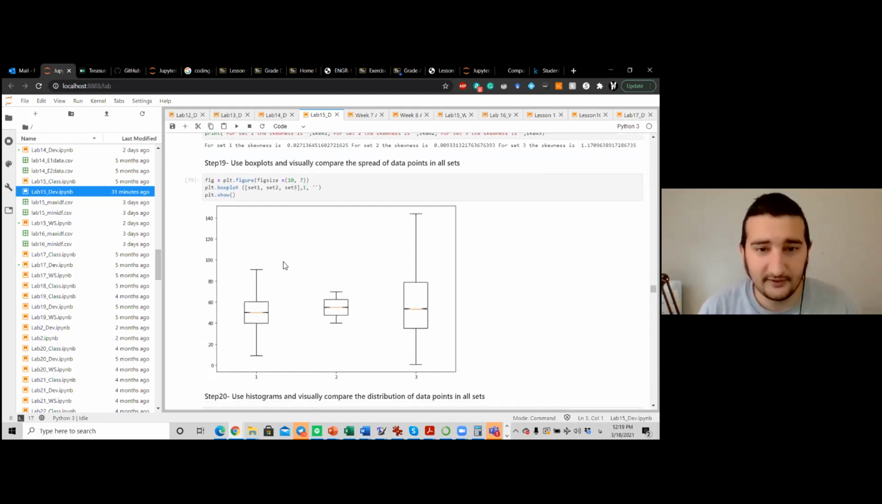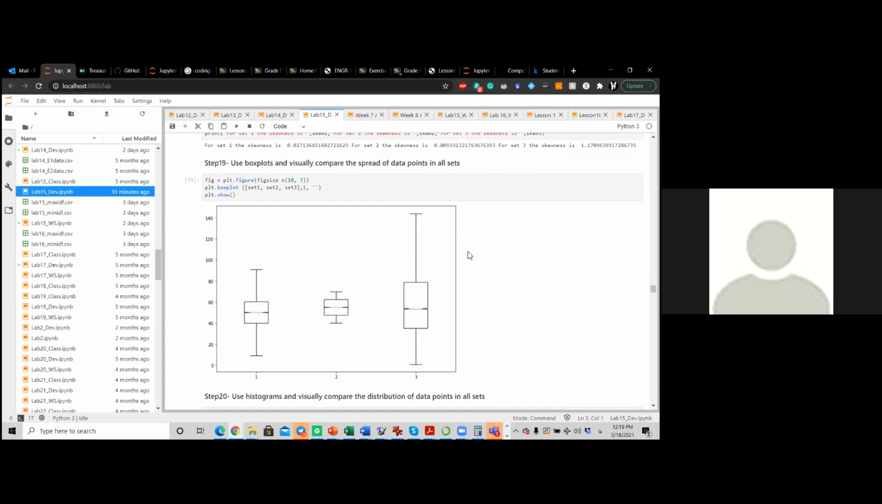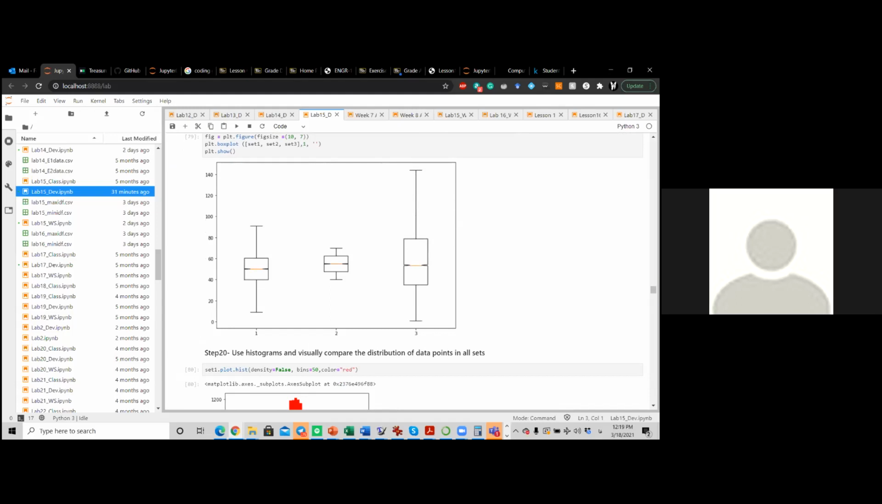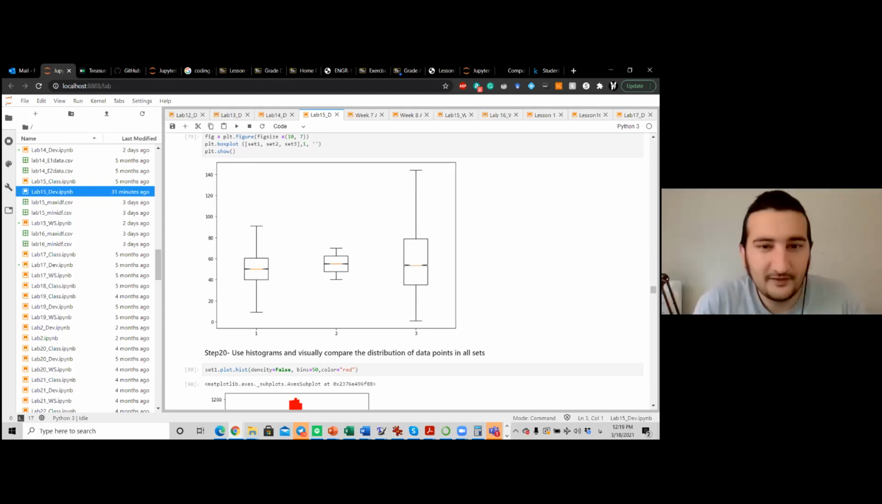Looking at the box plots, who wants to talk about this graph? I can talk about it. Okay, awesome. I finally found this. I fixed my microphone. Awesome, thank you.